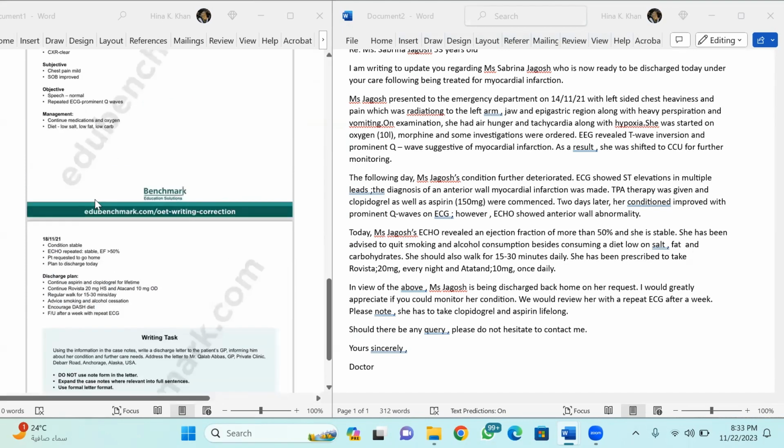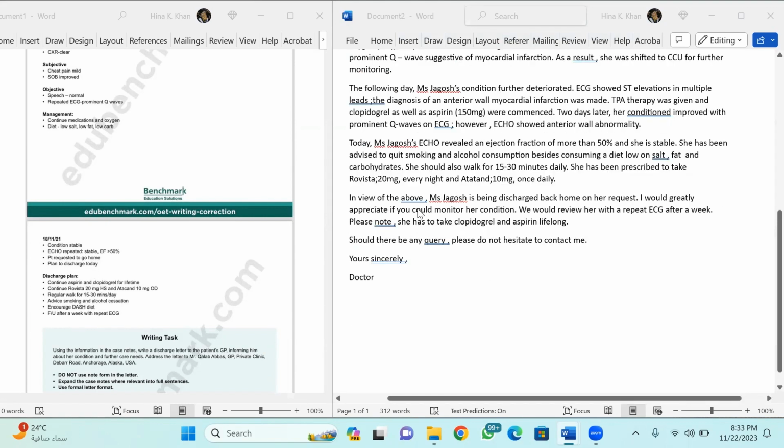That's the same. It was given above also. Okay, and she has been prescribed to take these medications, Rosuvastatin and Ecosprin, once daily. Now, in view of the above, I'm just writing. Okay, if you want, you can write here also. You can add one more line: please encourage her for the DASH diet.